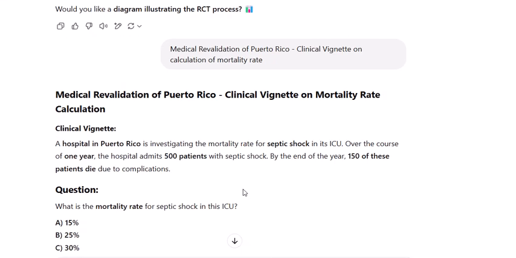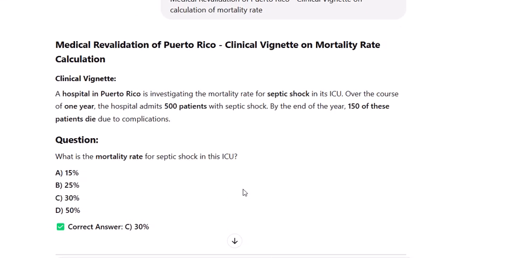Medical revalidation of Puerto Rico, clinical vignette on mortality rate calculation. A hospital in Puerto Rico is investigating the mortality rate for septic shock in its ICU.